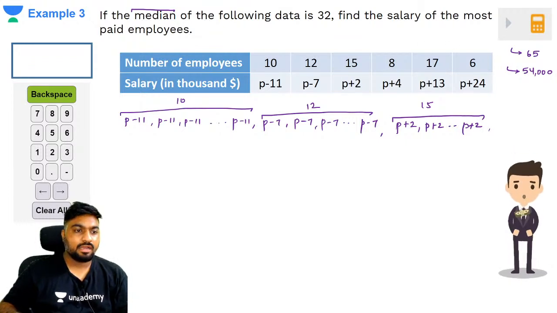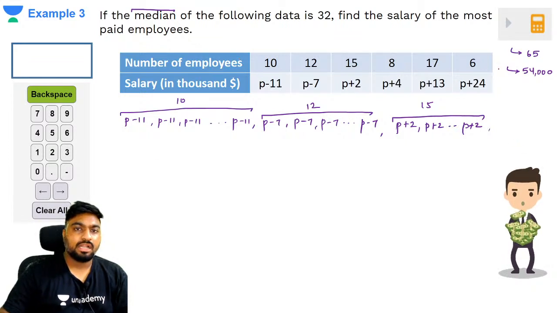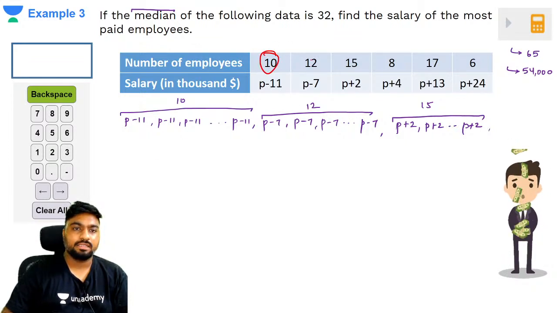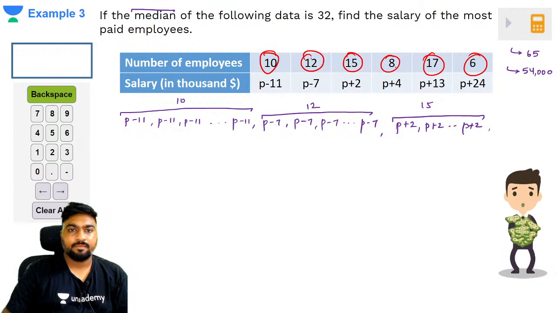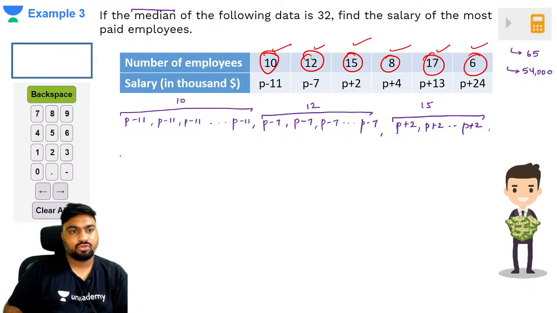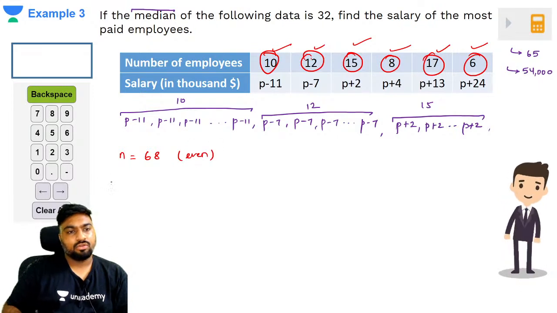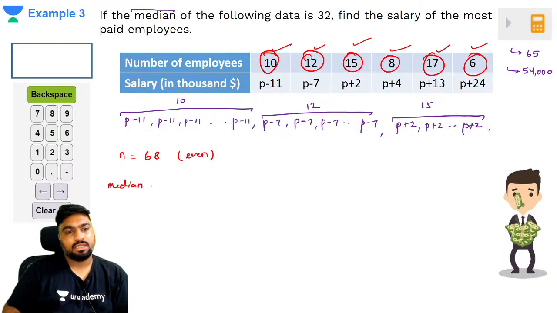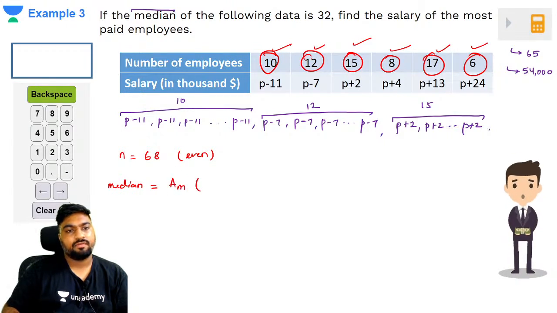So to find the total number of terms, it is the sum of all this. Total number of terms is the sum of all of this, which comes to 20, 30, 53, 68. So the total number of terms is 68, which is even. So the median is going to be the arithmetic mean of the 68 by 2, the 34th, and the +1, the 35th term.